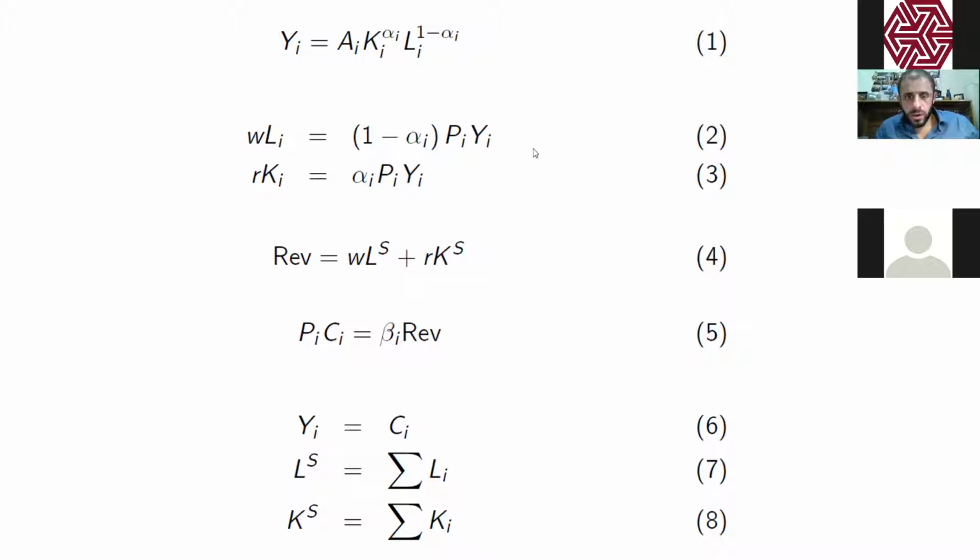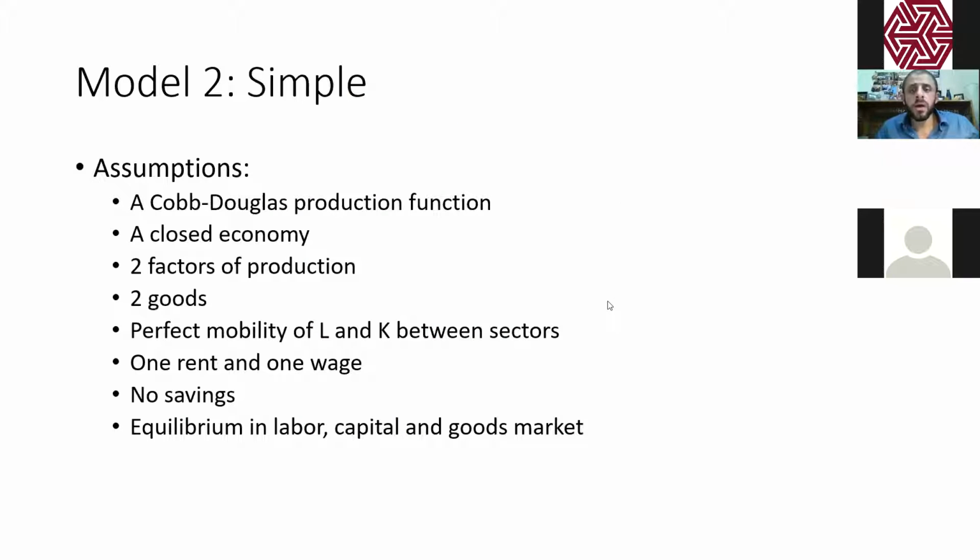Okay, so I remind you of the main assumptions that we had in the simple model. It was a Cobb-Douglas production function, a closed economy without exports and imports. We have two factors of production, labor and capital, and two goods, agriculture and industry. We have perfect mobility between labor and capital, so this means that we have one rent and one wage. There are no savings, and if there are no savings, this means that there is no investment. And finally, we have the same assumption of equilibrium on the labor, capital, and goods markets.